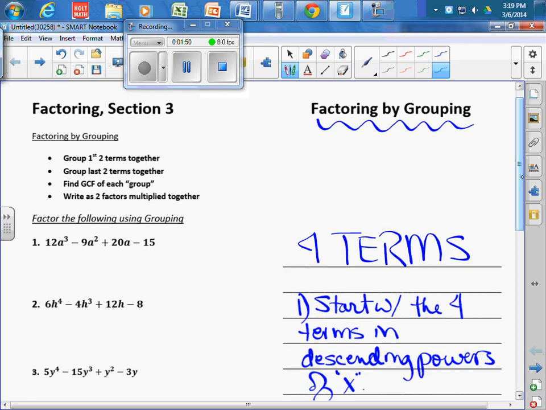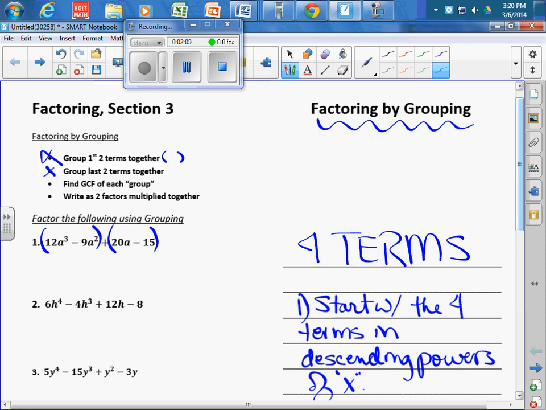Then you are, like it says here, going to group the first 2 terms together, meaning use parentheses here. So I'm going to put parentheses around the 12a to the third minus 9a squared. Then I'm going to group the second 2 terms together, and I'm going to have 20a minus 15.